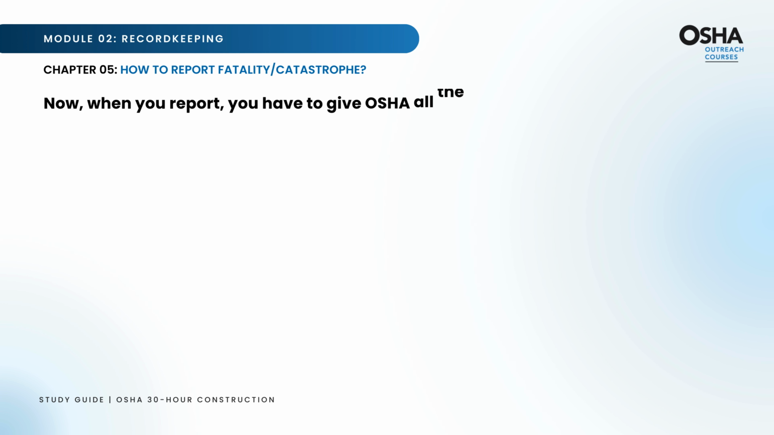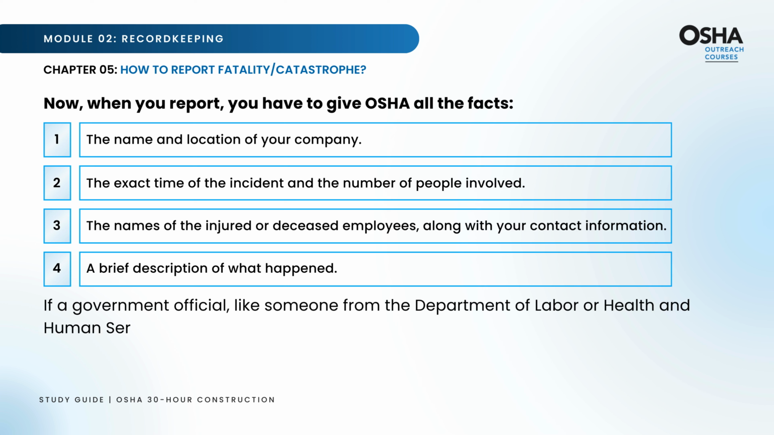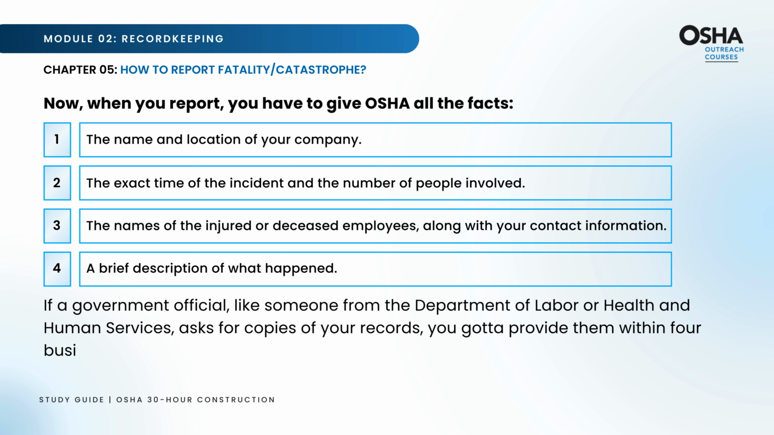Now, when you report, you have to give OSHA all the facts. One last thing, if a government official, like someone from the Department of Labor or Health and Human Services, asks for copies of your records, you gotta provide them within 4 business hours.